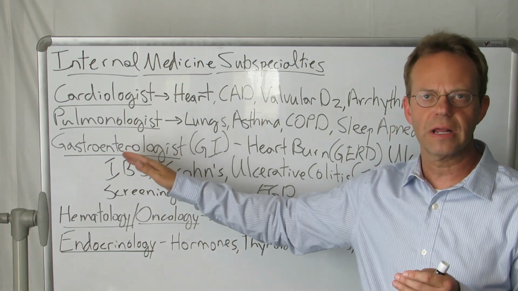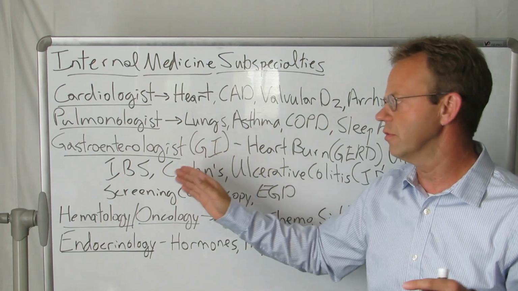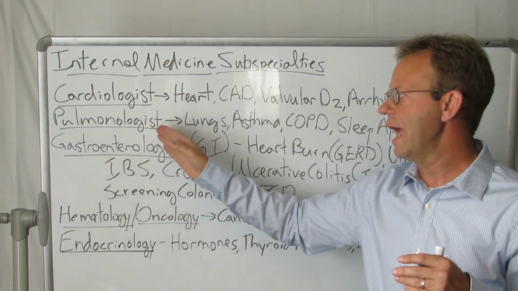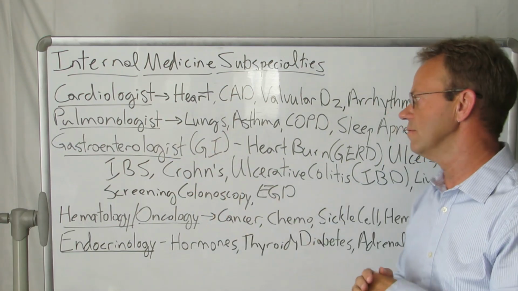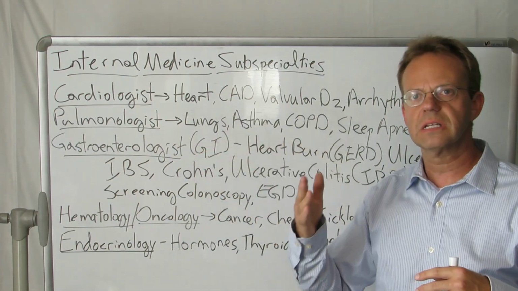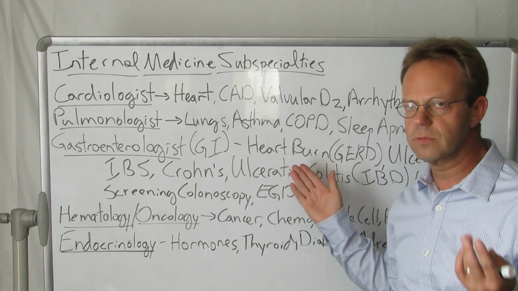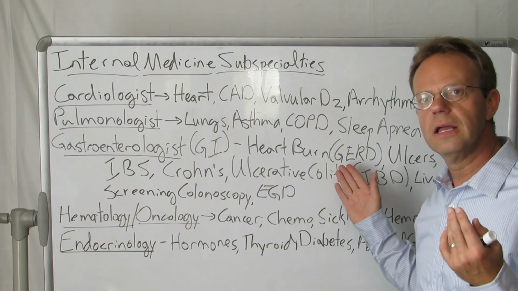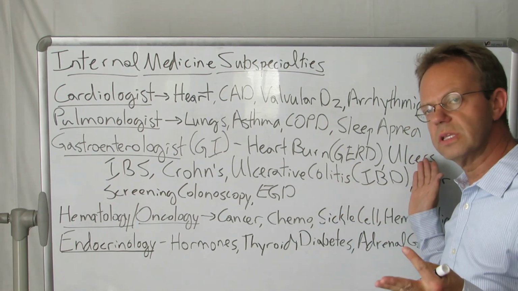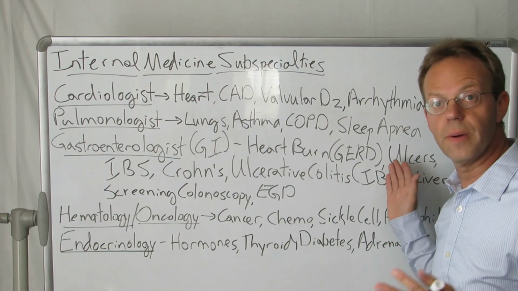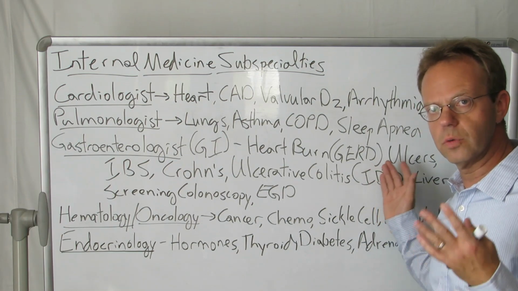Next up we have gastroenterologists, or GI for short, right? Because gastroenterologist is a mouthful. Gastro means stomach, entero refers to the intestines, and then ologist is obviously the study of. So gastroenterologists, beginning in the mouth and the esophagus, are experts in heartburn, which is also referred to as GERD, gastroesophageal reflux disease. They're also experts in stomach ulcers, because believe it or not, stomach ulcers are usually caused by an infection. So you can take antacids and antibiotics to cure your stomach ulcers.